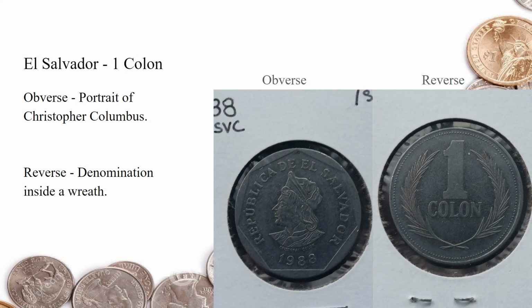And last, we have a coin from El Salvador, 1 colon. The obverse is a portrait of Christopher Columbus, and it reads República de El Salvador, the Republic of El Salvador. On the reverse side, it has the denomination of 1 colon inside a wreath. Interestingly enough, Colon is the Spanish version of Columbus's last name, and El Salvador named the colon as their currency to commemorate his voyages to the Americas.